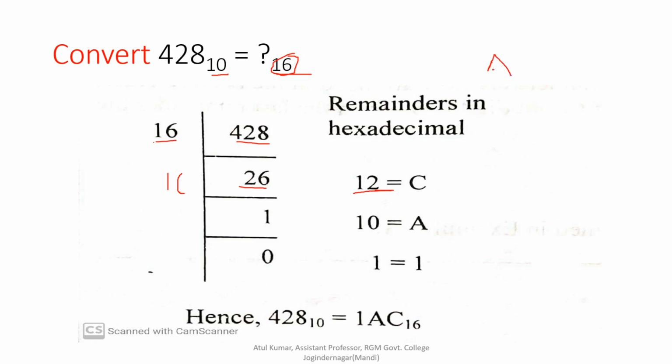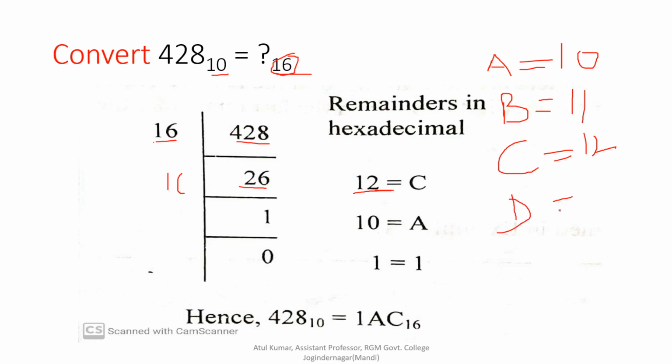Now after 9 in hexadecimal, if we have 10 then we have to convert this into A. If we have 11 then we have to convert this into B. If we have 12 then we have to convert this into C. If we have 13 then we have to convert this into capital D. If we have 14 in the remainder then we have to convert this into capital E. And if we have number 15 then we have to convert this number into capital F. So here the remainder is 12, so convert this into C.